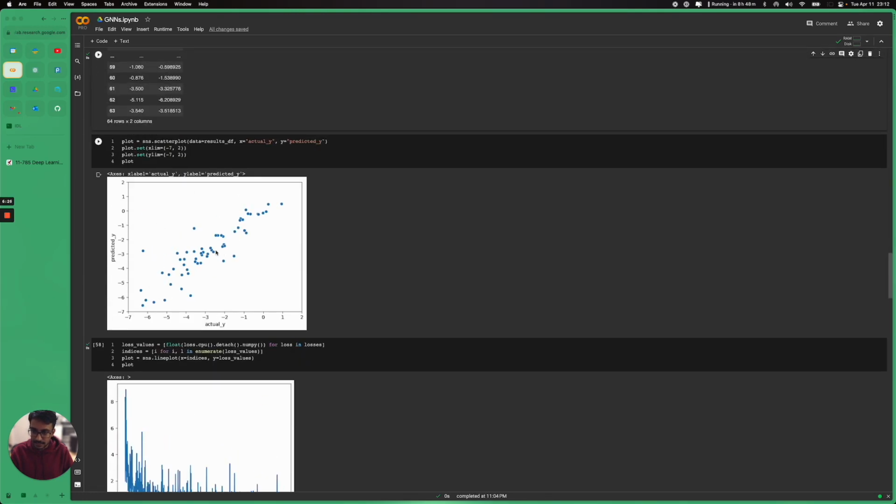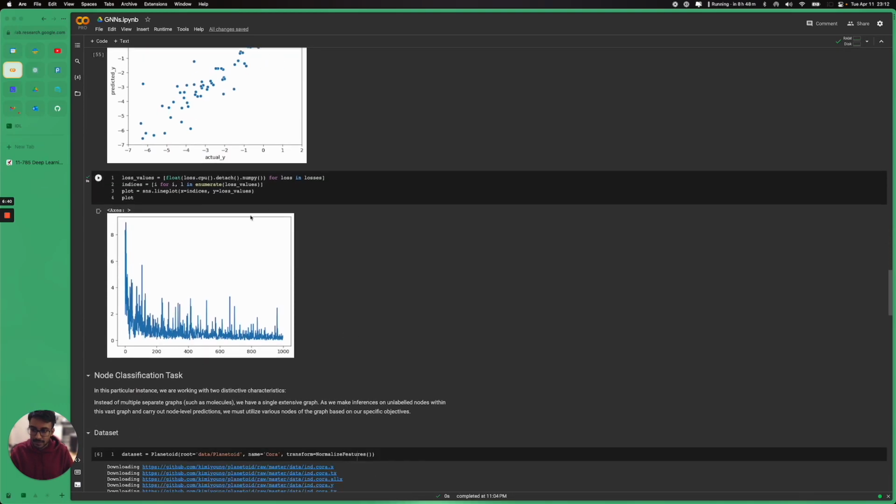As you can see here, a perfect prediction would involve a straight line, right? All the points being in a straight line where the actual y is equal to the predicted y, but you can see there's some variance. But overall, you can see that the line has a decent fit. The loss values are shown here. As you can see, there's a fair amount of fluctuation, but an overall decreasing trend.